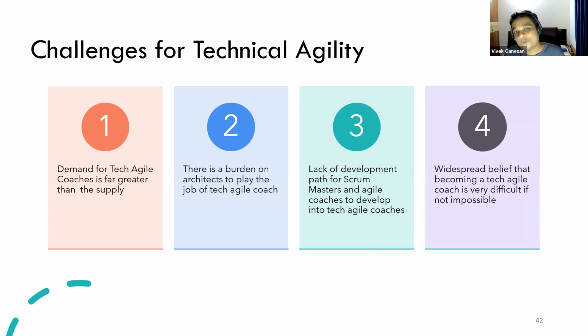Now, the last fourth challenge is that there is a widespread belief that becoming a technical agile coach is very difficult. Some people believe it is impossible, but most of the people think it is very difficult. Now, these are all wrong beliefs, because becoming a technical agile coach is possible when you gain those competencies, and it can be done in a systematic way, right?